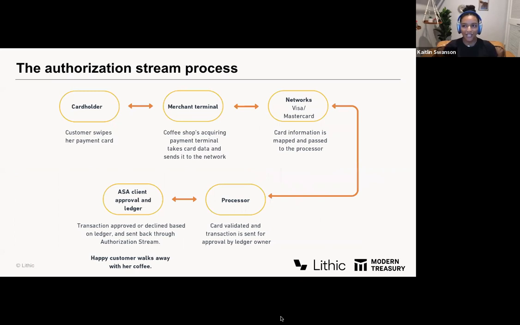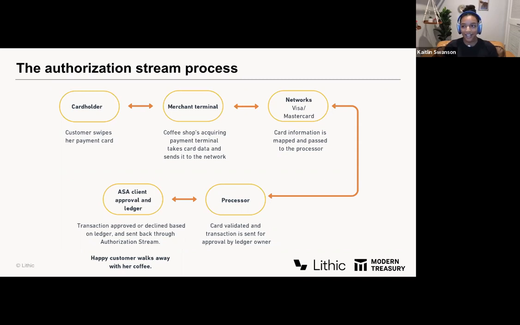All right, and then the authorization stream process. So I want to go through an example and just talk about the different steps that happen when you go to a store and swipe your card. So in my example, this is going to be Ali goes to buy a coffee. So let's say that you created a card program and Ali signs up for your card program, goes through KYC, everything looks good. You approve Ali and then you issue her a card.